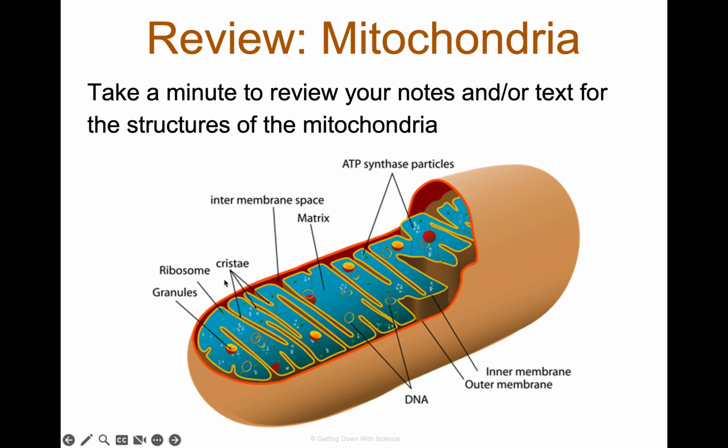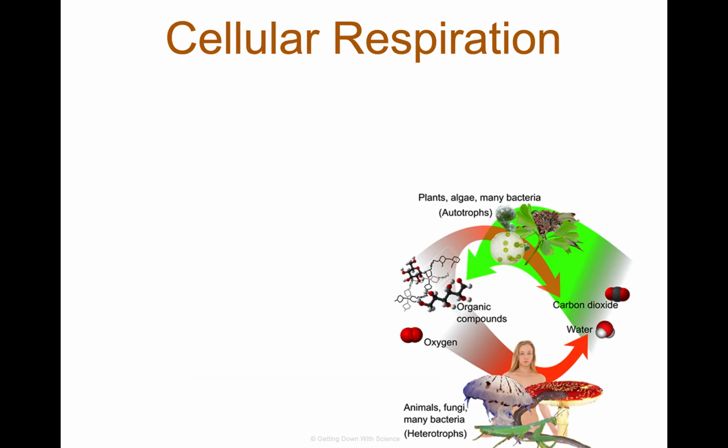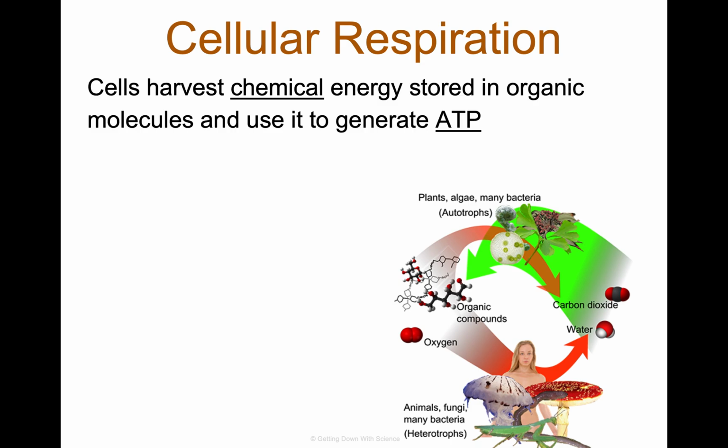The folded parts here we call cristae. Ribosomes are just your general organelle, and there are granules and DNA. You can see the DNA is circular. Mitochondria have their own DNA, and it's circular. Then you have the inner and outer membranes. So we are looking at the mitochondria for this lesson. We are talking cellular respiration.